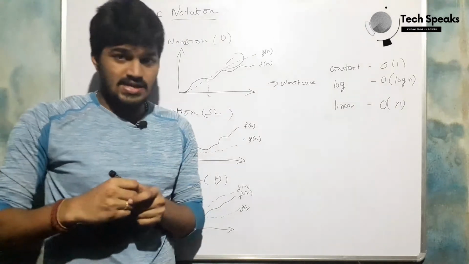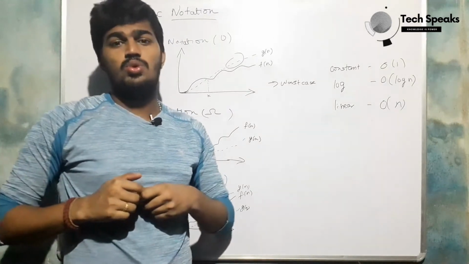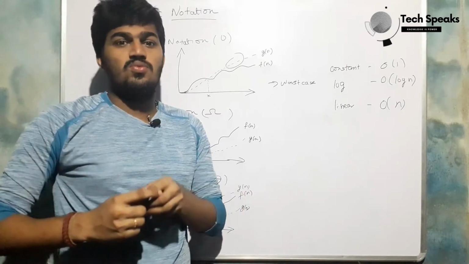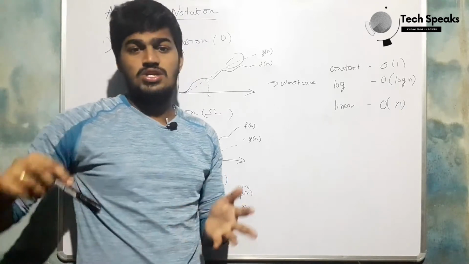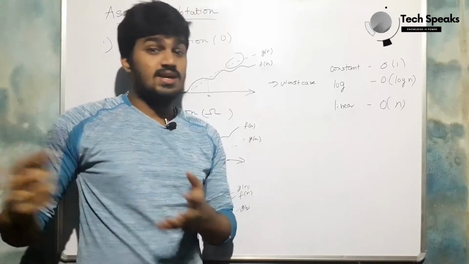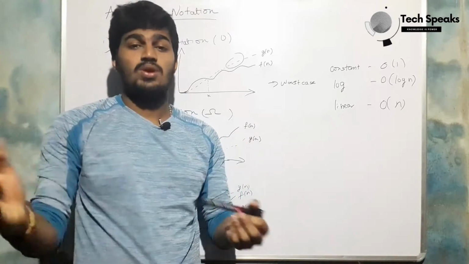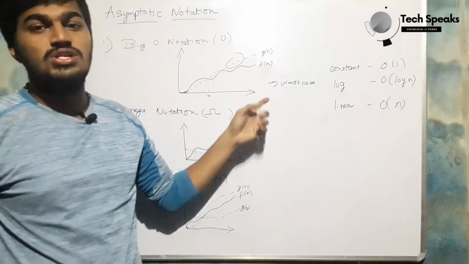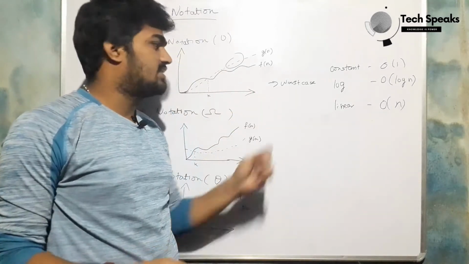In the last session I said, if you want to travel from one place A to another place B, and you choose the worst path, that's the worst case. So in the worst case, at what time can we reach the destination? In the same way, big O notation is used to calculate the worst case scenario.